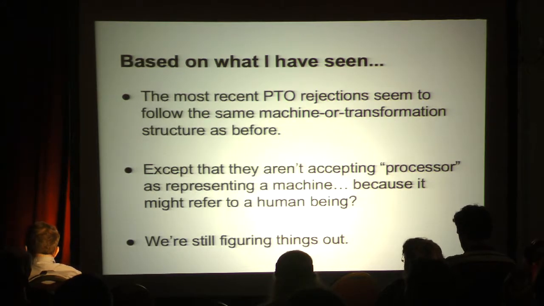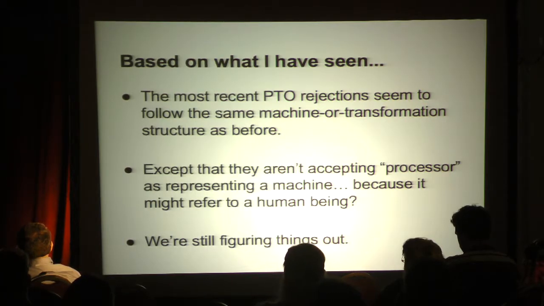So, as of the past few weeks, nothing has changed. In fact, nothing at all has changed. The Patent Office is still applying the machine or transformation test that the Supreme Court shot down years ago. There was kind of a weird quirk, and I don't know if this was an individual examiner or office policy, but I can't use the word processor anymore because that might be a human being.